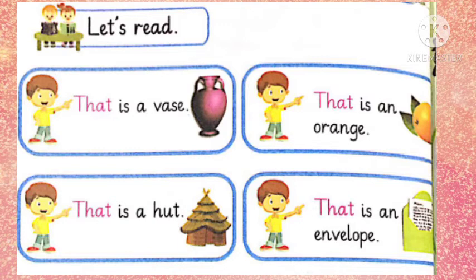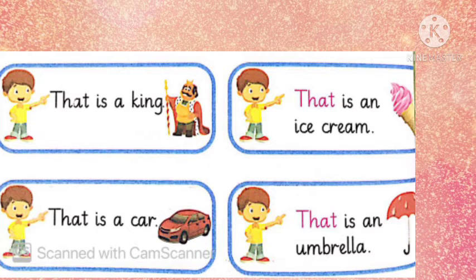Now look at the next picture. What is in the picture? Here is a king. Look at the king. And he is far from the boy. So we will make a sentence with that. That is a king. What will we use? A, because king begins with letter K. K is a consonant letter. We are using article a. That is a king.